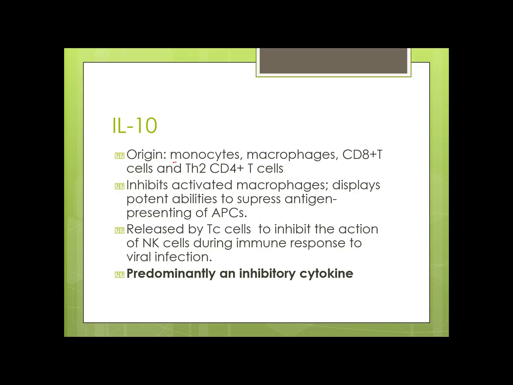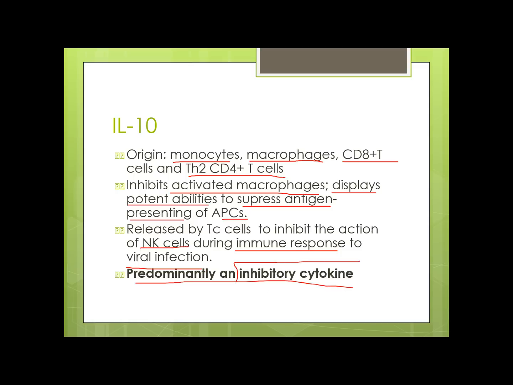So, the origin would include monocytes, macrophages, CD8 positive T cell, excuse me, and T helper 2, CD4 positive T cell. Now, its function is to inhibit activated macrophages, displays potent abilities to suppress antigen presenting of APC. Released by T cytotoxic cells to inhibit the action of NK cells during immune response to viral infection. It is predominantly a class an inhibitory cytokine. So remember that this is the inhibitory cytokine of your adaptive immune system, si interleukin 10.